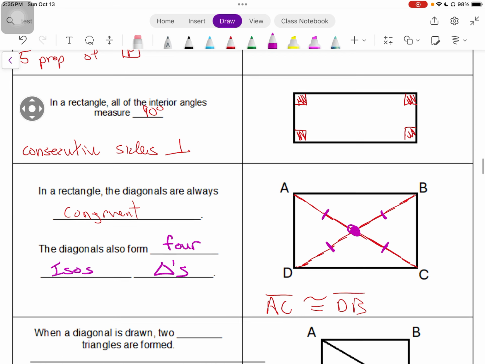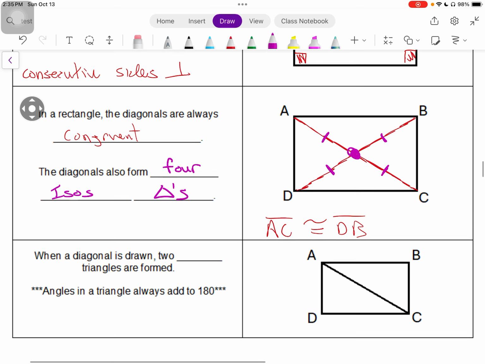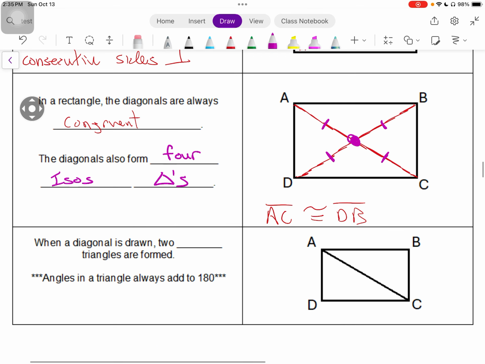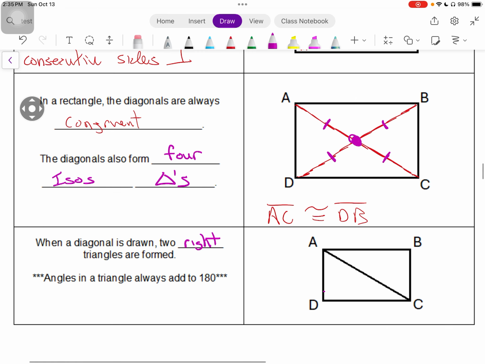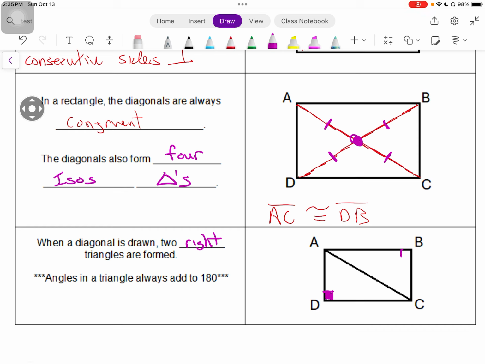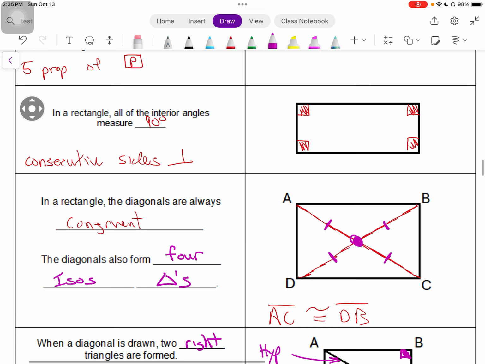Last one. When a diagonal is drawn, we now have 2 right triangles. We know that because, again, in our rectangle, these are right angles. And then the diagonal here is always going to be our hypotenuse in the right triangle. So the key things here: a rectangle is a parallelogram, but it has these 2 additional properties. It is a parallelogram, but it has 2 more things. And then using these 2 things, we're going to be able to solve some questions.